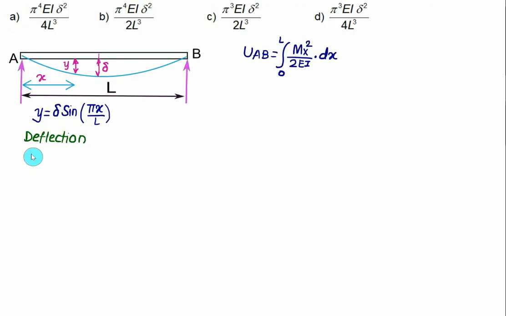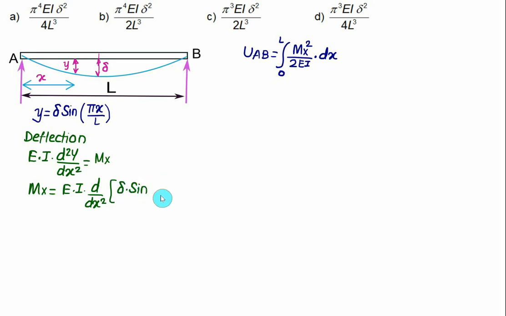In the deflection chapter, we have already derived the equation that the product of E and I, and the second derivative of deflection with respect to x, is equal to Mx. Here we are interested in Mx squared divided by 2EI, so we can solve for Mx. We have Mx equal to EI times the second derivative d squared y by dx squared, where y is equal to delta into sine of pi x divided by L.